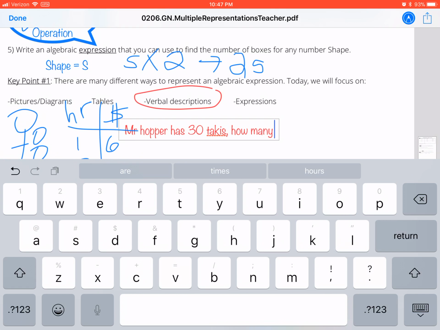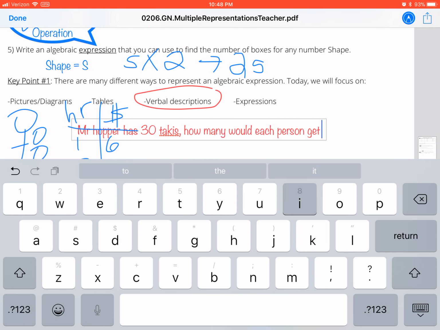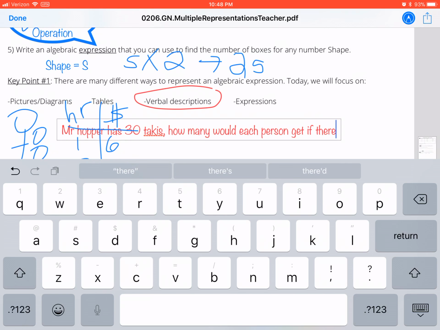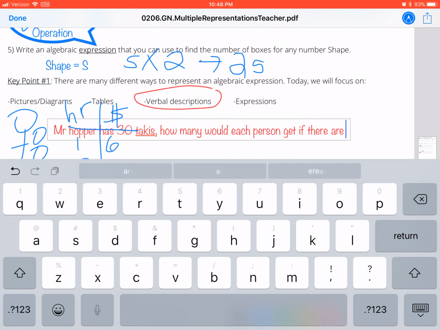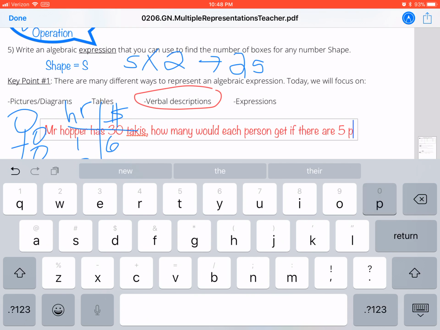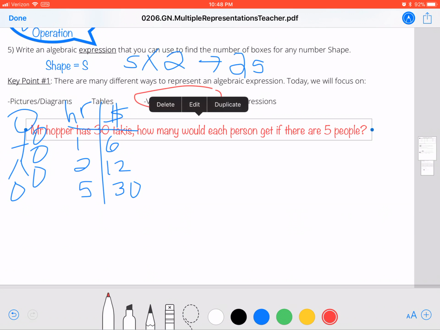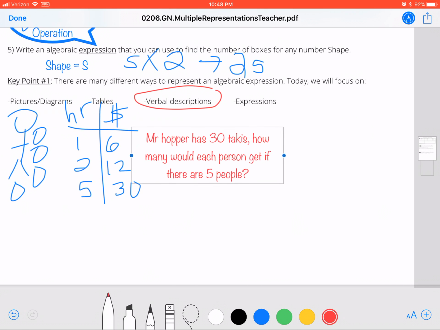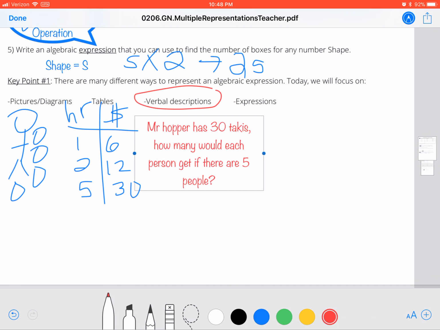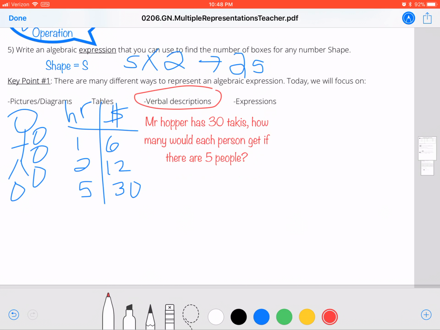Please don't write this down, by the way. This is just me giving an example. Let's drop us 30 Takis. How many would each person get if there are 5 people? Okay, that's an example of a verbal description. Again, please don't write that down because it's a lot of writing, unless you really feel like you want to. So verbal descriptions are words, examples, and a problem.